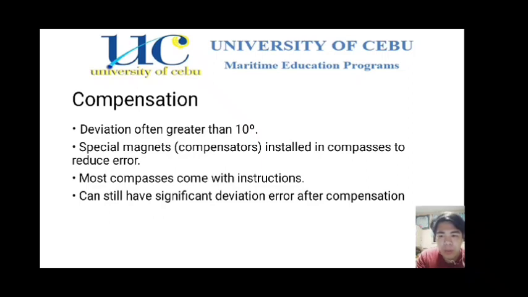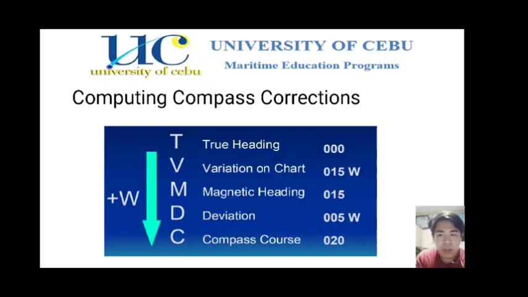Most compasses come with instructions, but you can still have significant deviation error after compensations. So this is on how to compute compass corrections. It indicates the plus west through heading.